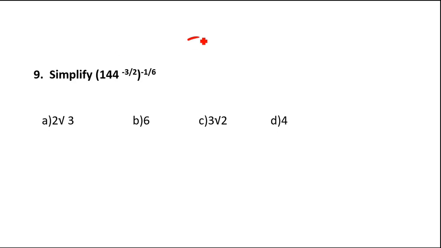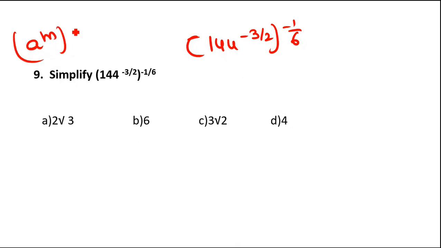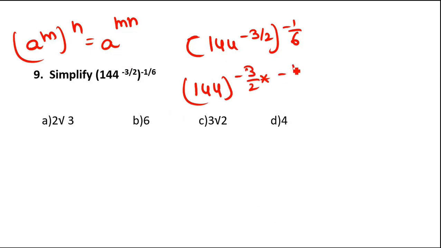Don't hesitate. So we have 144 whole power minus 3 by 2 whole power minus 1 by 6. A power m whole power n is nothing but a power mn. So this is according to algebra. So if you have 144 power minus 3 by 2 power minus 1 by 6, then that can be written as 144 power minus 3 by 2 multiplied by minus 1 by 6. So this is 3 ones and 3 twos. Minus and minus will become positive. 144 whole power 1 by 4.